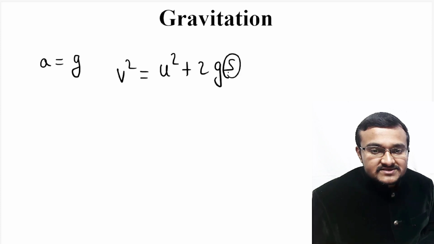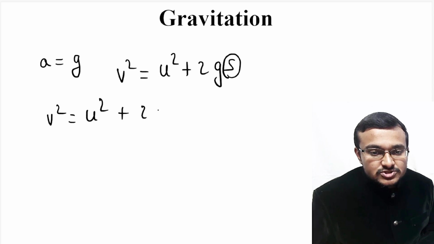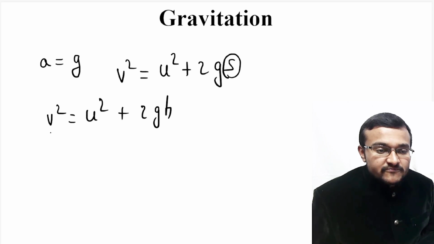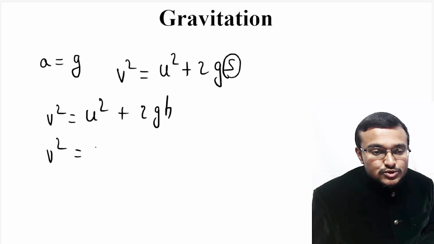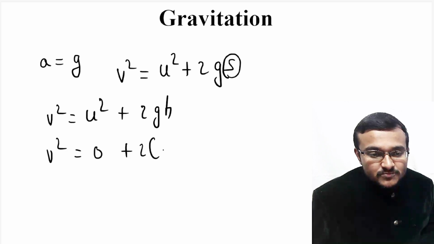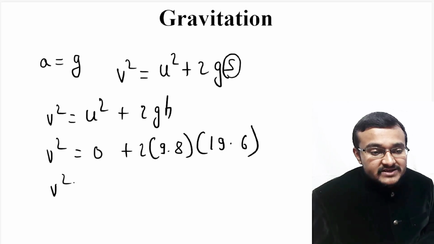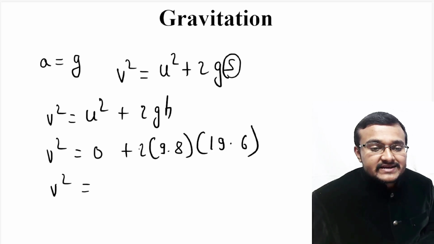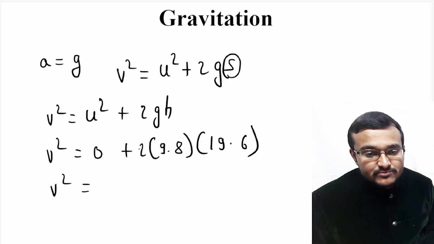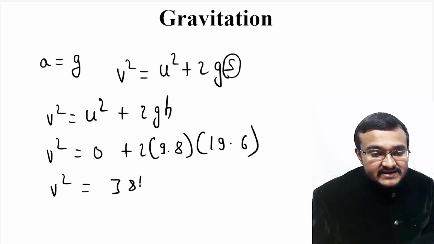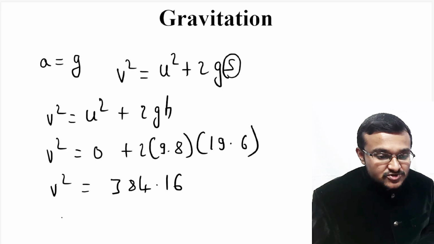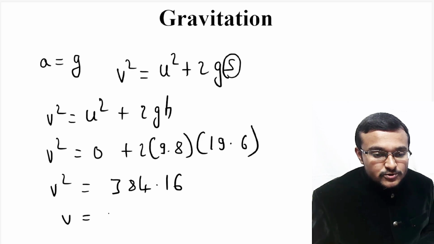So here s is nothing but height. So v square is equal to u square plus 2gh. So v square we have to calculate. u square, u is nothing but 0. So 0 plus 2 into 9.8 into the height of the building. So v square is equal to 9.8 into 2 into 19.6. So you will be getting 384.16 as your answer.